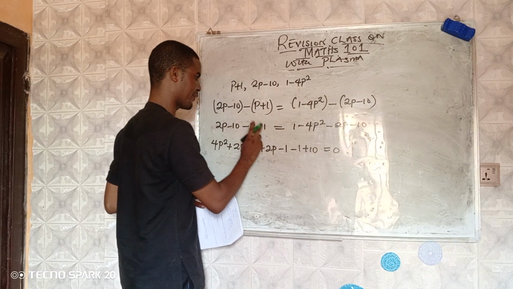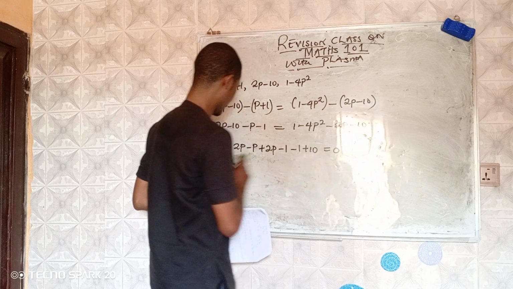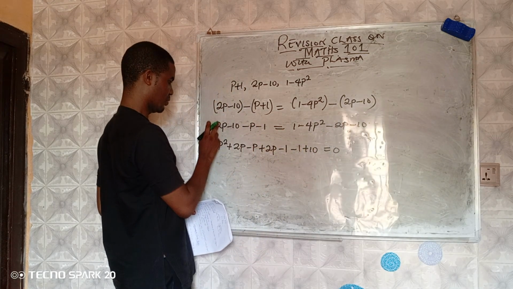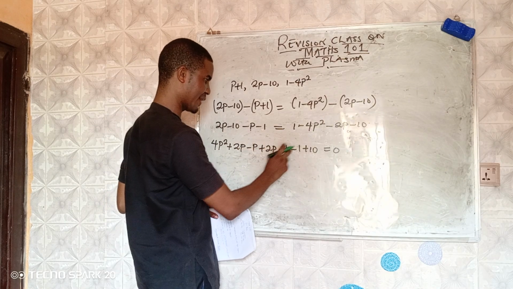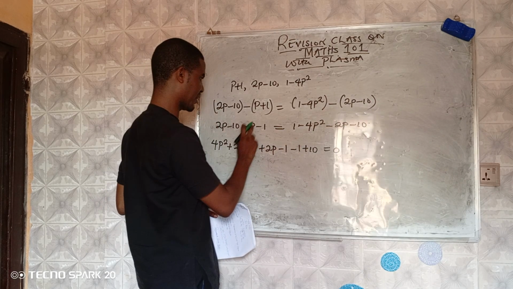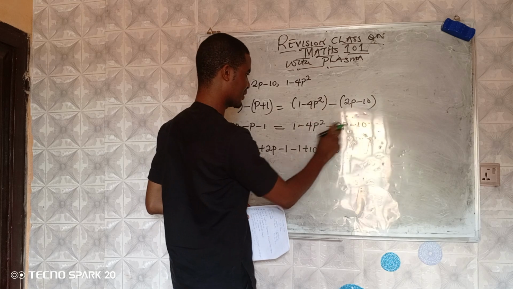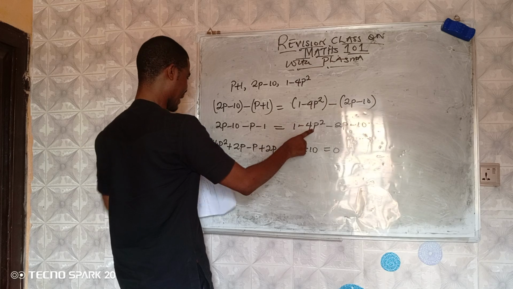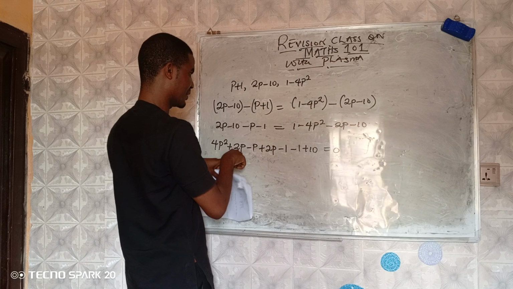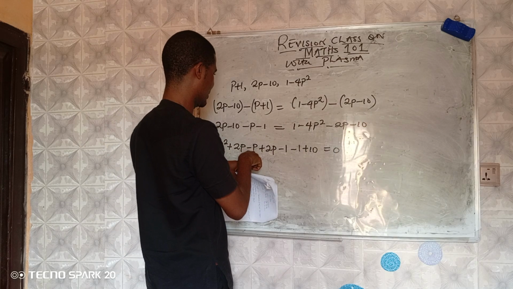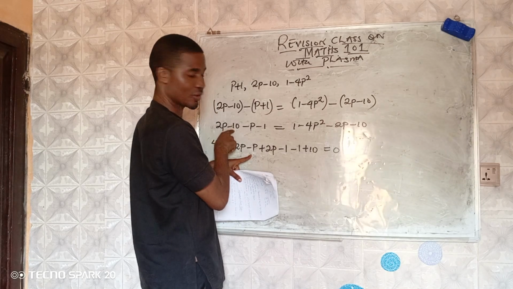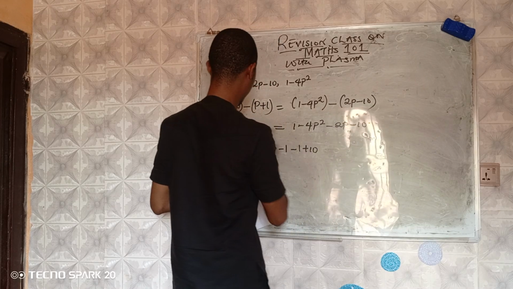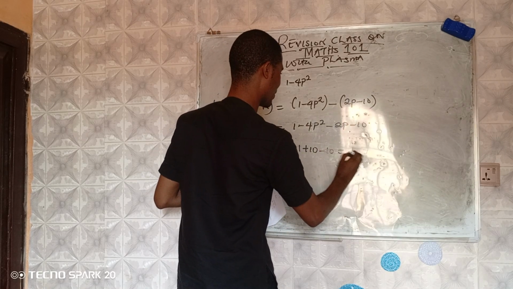Count. Somebody is missing. We have this, this is here. Then 2P minus P. You should be talking about this 10 here. So this is plus 10 and this is minus 10, equals to 0.